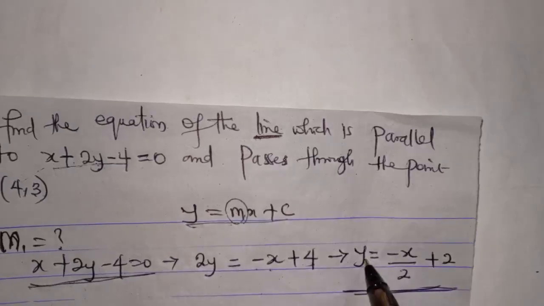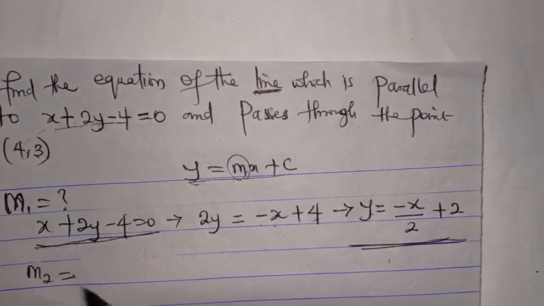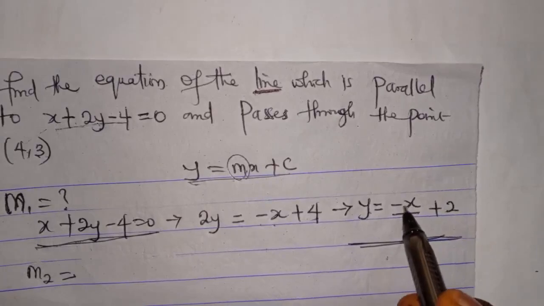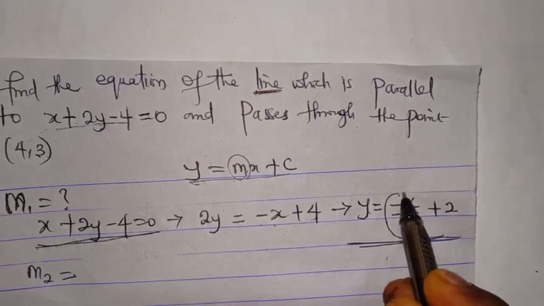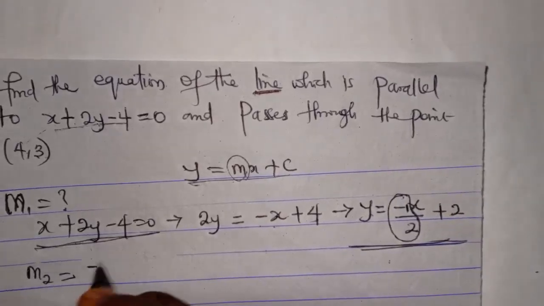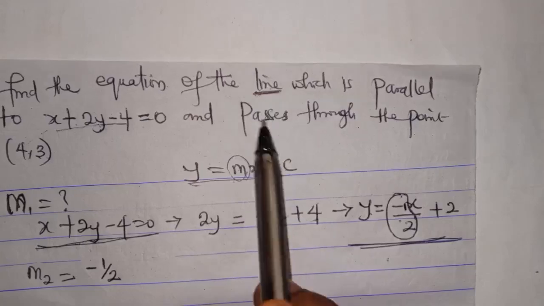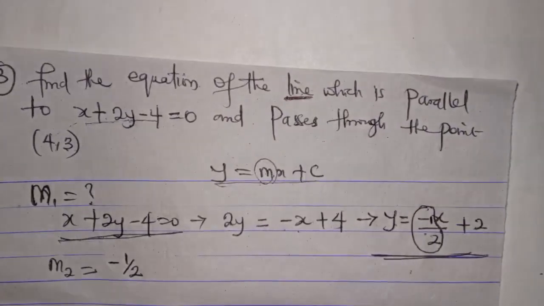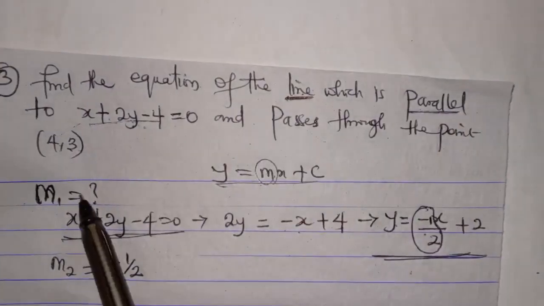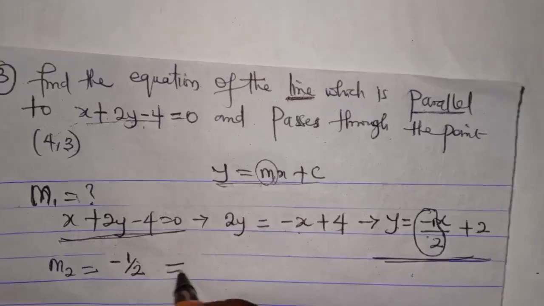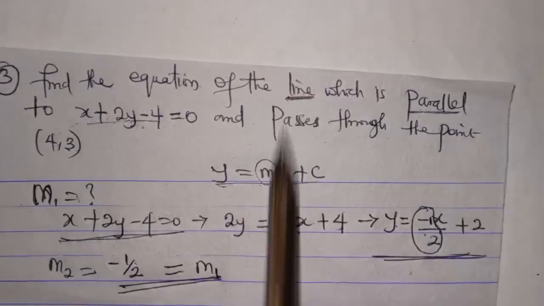The gradient of this line now, which will be m2, is the coefficient of x here. This is actually minus 1x. So what is attached to the x is minus 1 over 2. That will be the gradient of this line. Because this first line, whose equation we are looking for, is parallel to this line, m1 is equal to m2. This is equal to m1. So this is the gradient that we're going to use for this first line.